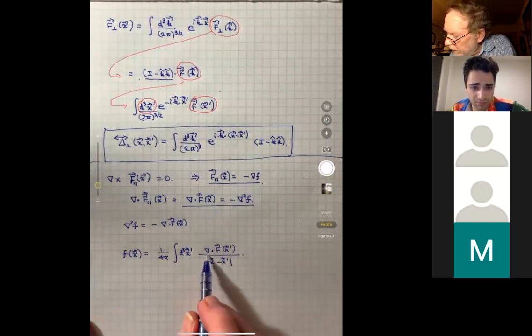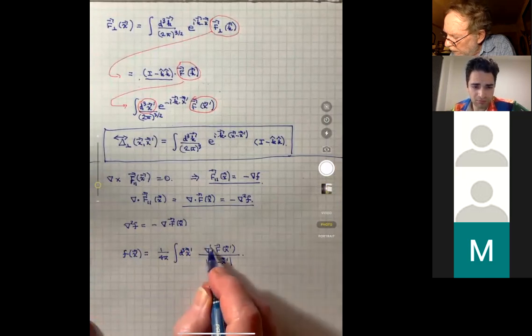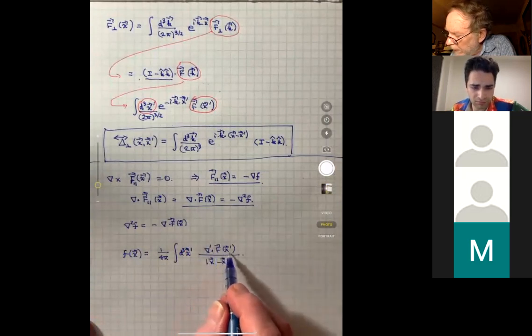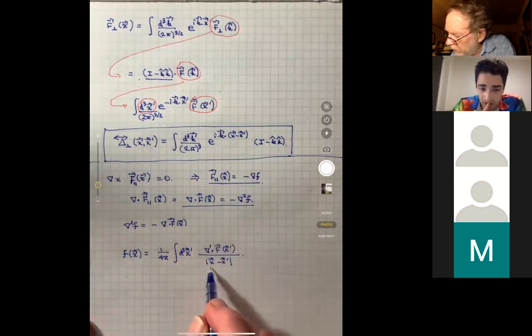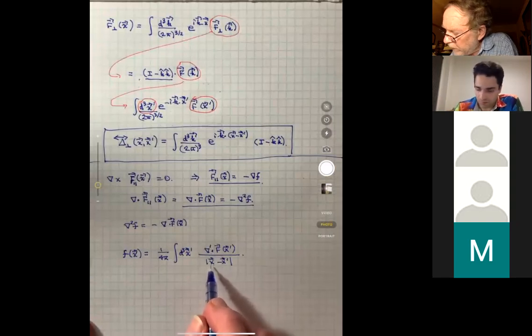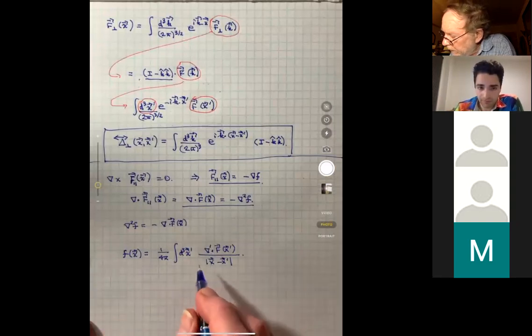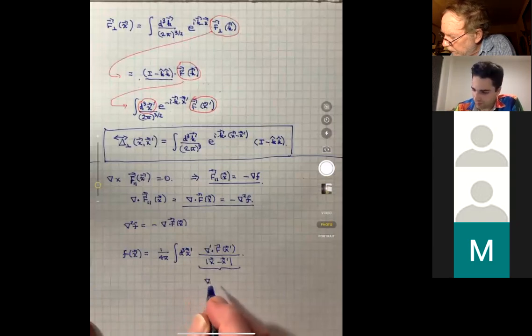Now, one thing here is this del dot. I should really write it as del prime dot, because this is evaluated at x prime, and I want to take the divergence with respect to the primed x. There are two x's here, and you need to be careful about the distinction between them. Also, let me take this integrand and essentially integrate by parts, using a vector identity.